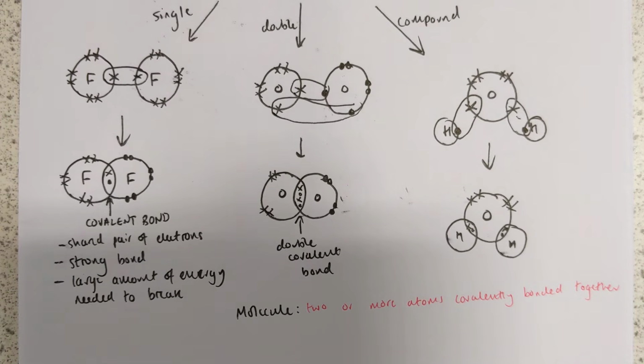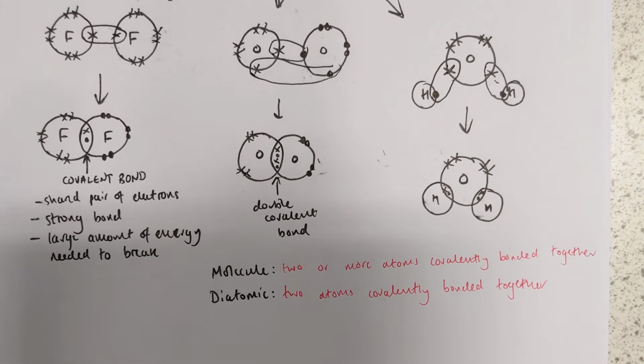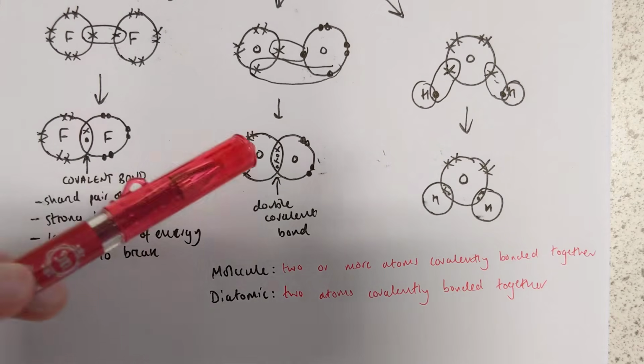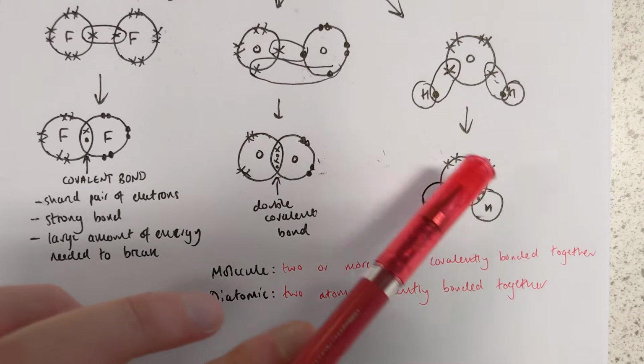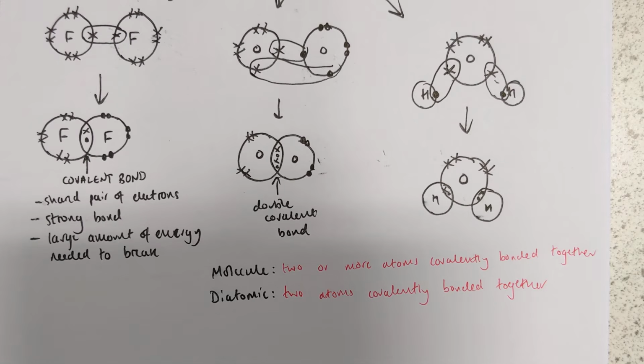There is a more specific definition where you've got just 2 atoms covalently bonded together. Molecules like that are known as diatomic molecules. So here we see a slightly different definition. Diatomic is just for 2 atoms covalently bonded together. So fluorine here is diatomic, oxygen is diatomic, but the water molecule is not diatomic, it's just a molecule.